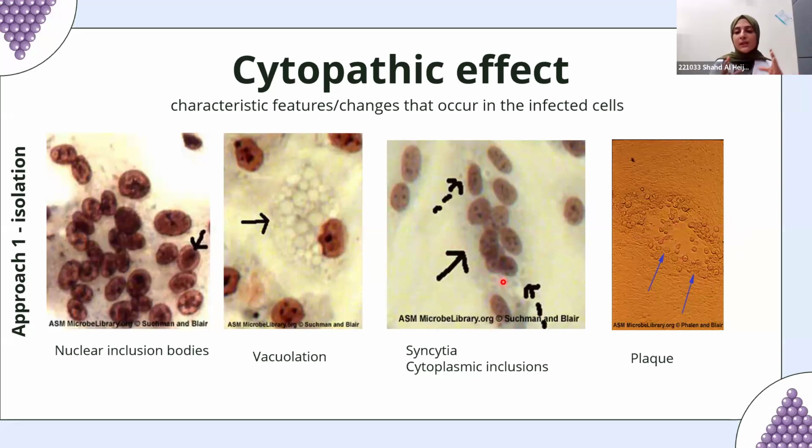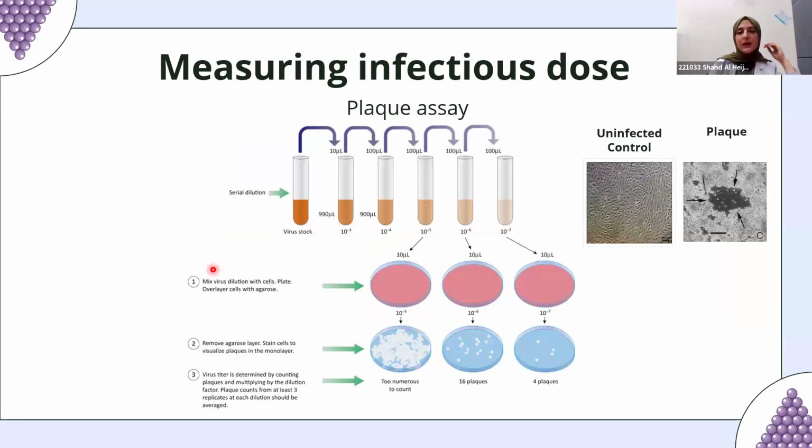Here you have syncytia, where basically you have a multinucleated giant cell, one big cell with many nuclei. You can see also nuclear inclusions in the nuclei, and you can see cytoplasmic inclusions in this picture. But this is a multinucleated giant cell. Here you have vacuolation. You have one cell with vacuoles in the cytoplasm. So this is vacuolation. And this is nuclear inclusion bodies. So in the nuclei, you can see inclusion bodies inside, those weird dark spots inside the nuclei. That's it. To measure the infectious dose, you do a plaque assay.